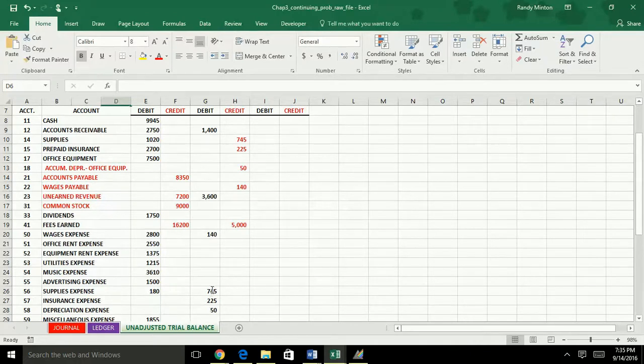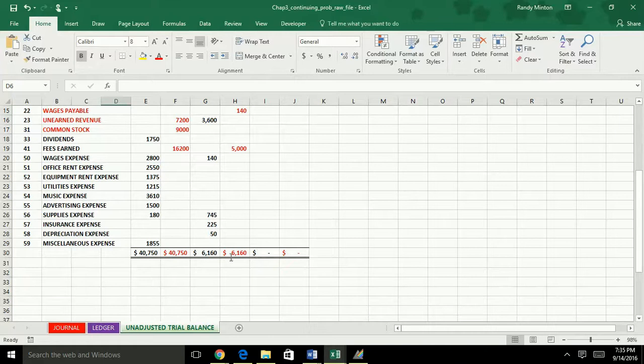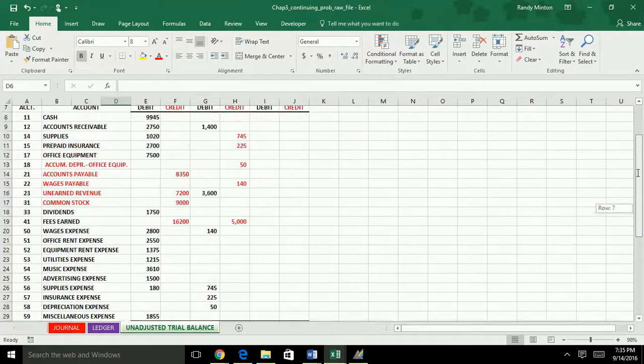So here's your supplies expense of $745 and your credit to supplies. Here's your insurance expense of $225 and your credit to prepaid insurance. Your depreciation debit of $50 and your credit to accumulated depreciation. And I did that all the way down through there, and we have a $60,160 number on both sides.